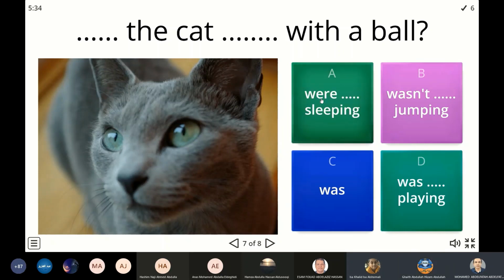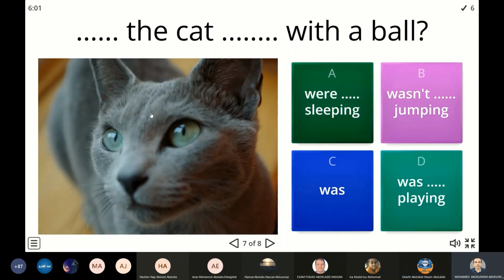Okay, wait a minute. Was is used if the subject is singular: I, he, she, or it. What about the plural subjects? We use were. Were you, were they, okay? And were we. We, you, and they use the auxiliary verb were.